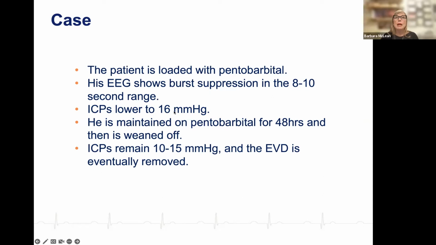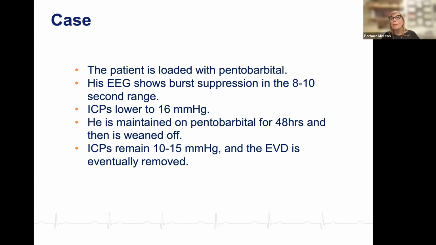And now his ICPs go down to 16. Woohoo! So we keep him on pentabarb, which seemed to do the trick. He didn't have to get a decompressive lap. He's on sedation analgesia. He got Versed. We blew off his CO2. We made him hypothermic. None of that worked. But when we added pentabarb, it was pretty aggressive. That is a big gun, a really big gun.